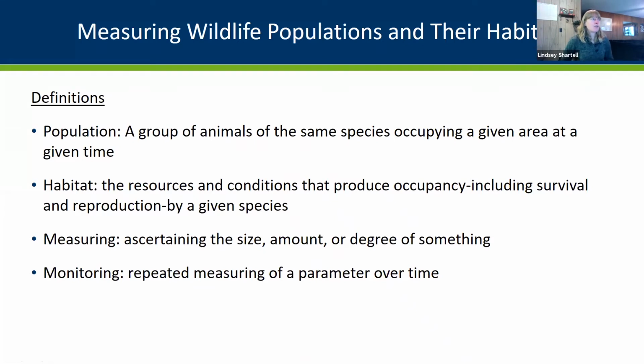So let's start off with a few definitions to set the stage. A population is a group of animals of the same species occupying a given area at a given time. Habitat is the resources and conditions that produce occupancy, including survival and reproduction by a given species. When we talk about measuring, that's simply ascertaining the size, amount, or degree of something. Whereas monitoring is repeated measuring of a parameter over time, the important part being that it's repeated over time.